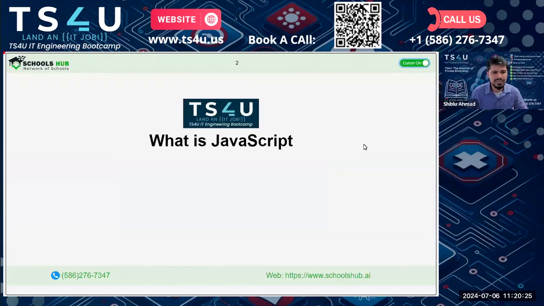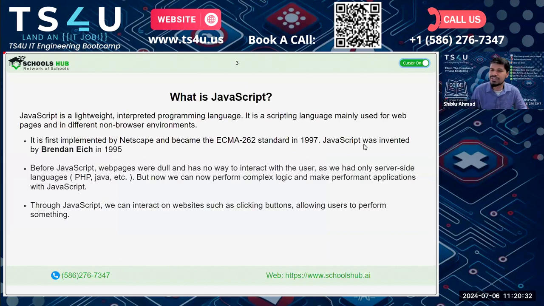Let's go next, please. So what is JavaScript? We'll talk about this. Let's go to the next slide. So again, JavaScript is a programming language. There are many programming languages. It is lightweight. That's what it said.